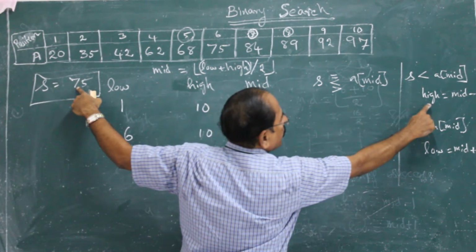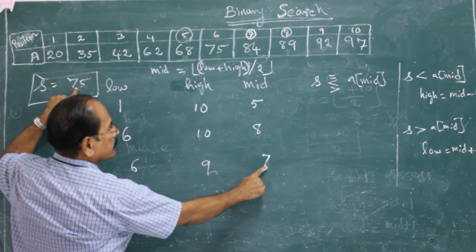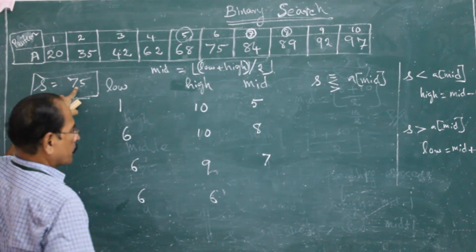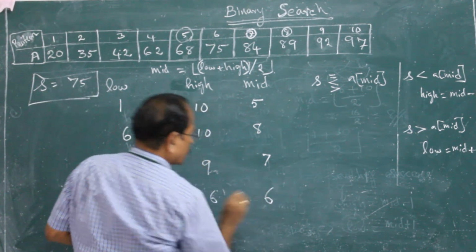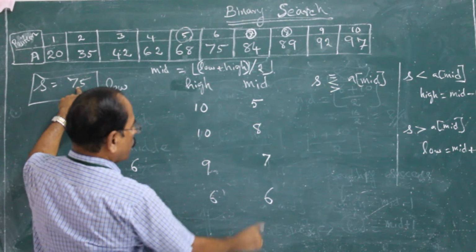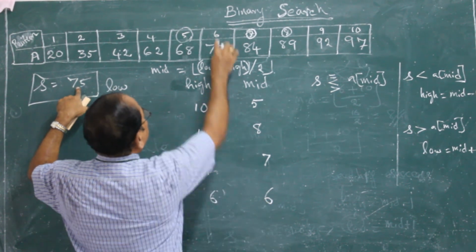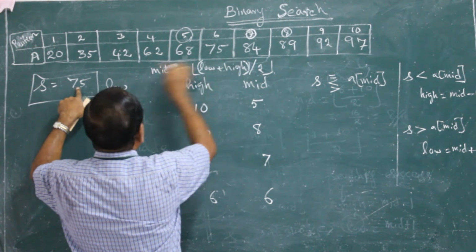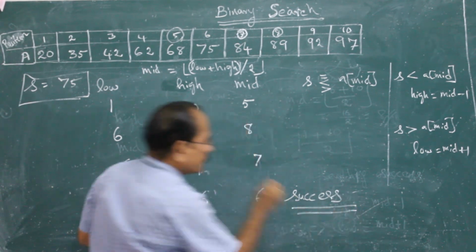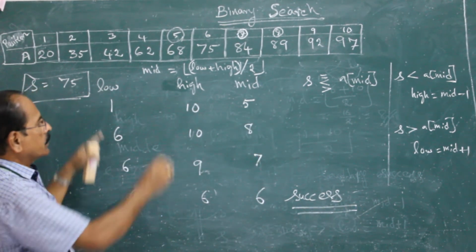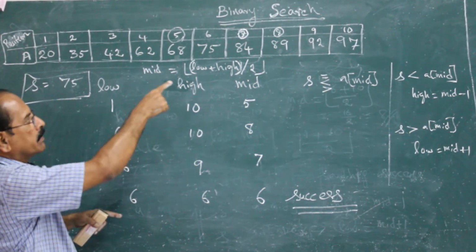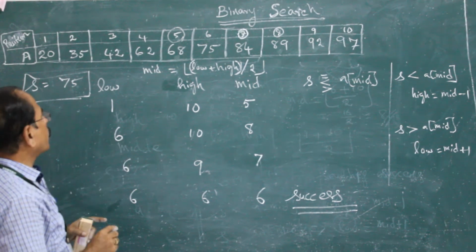If lesser, it means high is equal to mid minus 1. Mid is 7, so mid minus 1 is 6. So again mid is equal to 6. Now we compare 75 with A of mid. A of mid is 75. Now both are the same. Search is success. So this is the way in which we process to find a searching element in the particular given array.